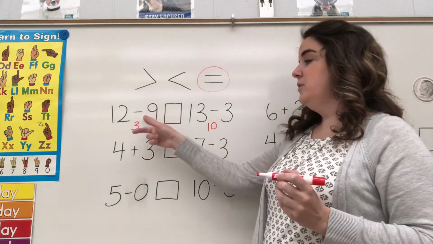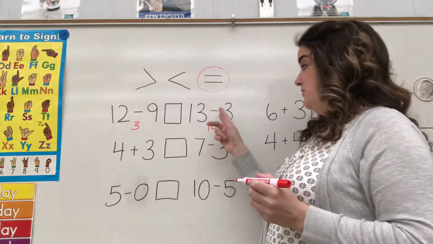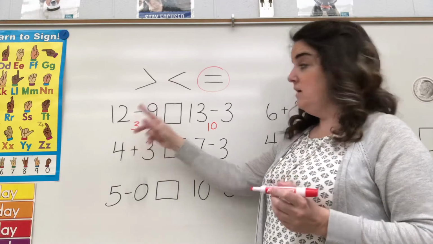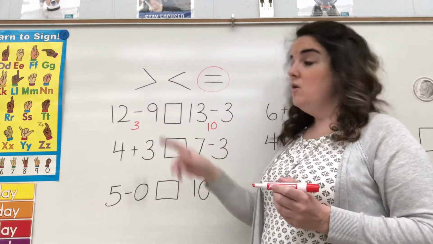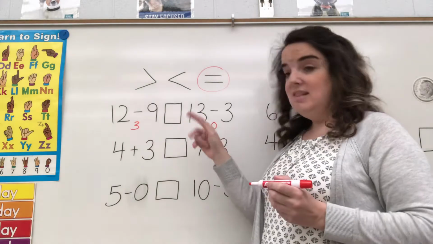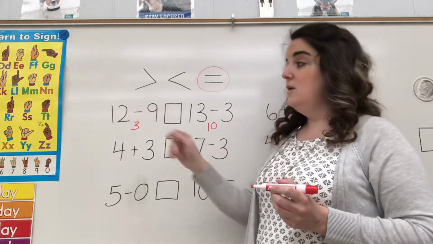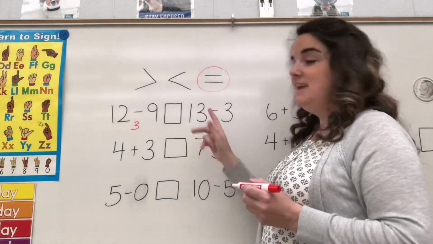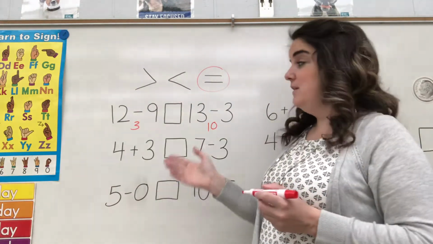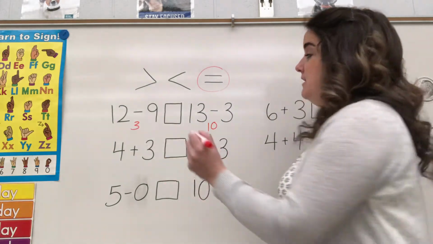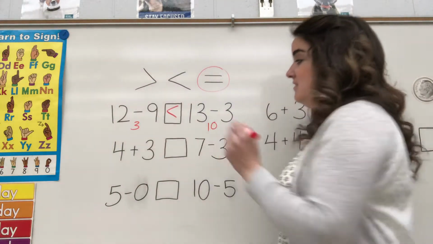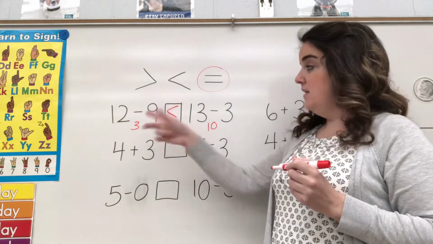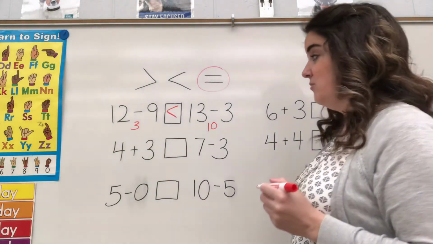So 12 minus 9 is 3, and 13 minus 3 is 10. So is 12 minus 9 greater than 13 minus 3? Or is 12 minus 9 less than 13 minus 3, or is 12 minus 9 equal with 13 minus 3? And the correct answer: 12 minus 9 is less than 13 minus 3, because this one is more than this one. All right, let's go to the next one.